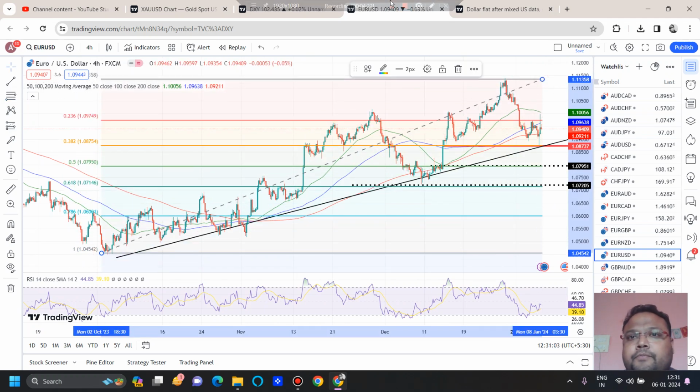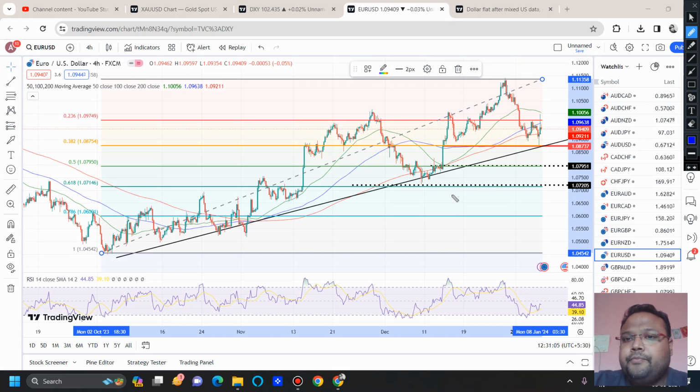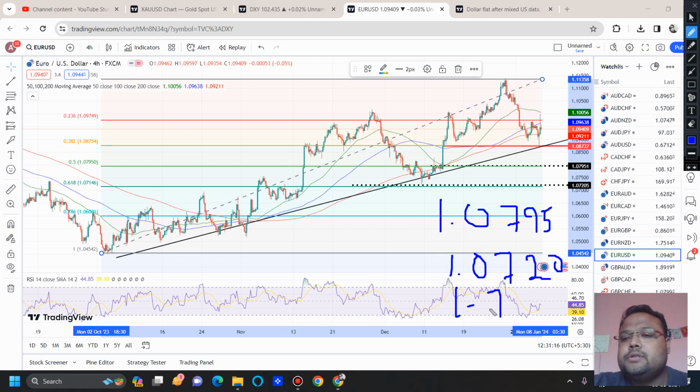Day traders, you can look for a buy position around the Fibo levels we have drawn: 1.0795 and 1.0720 to 1.0700. This is a zone. 1.0720 to 1.0700 seems to be the best level on the chart of EUR/USD to grab a buy position, because we have the Fibo 61.8% retracement level.